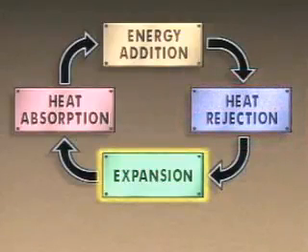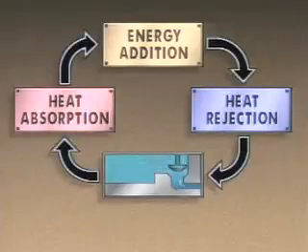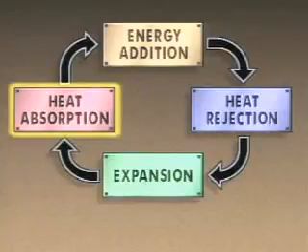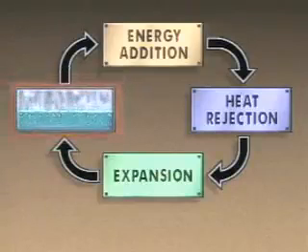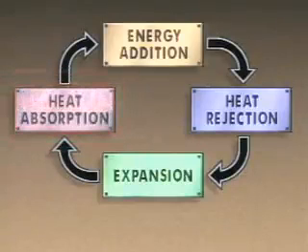In the expansion step, the liquid refrigerant is allowed to expand rapidly. This expansion causes the pressure of the liquid to drop. When the liquid's pressure drops, its temperature also drops. After the expansion step, the refrigerant is a low pressure, low temperature liquid. The low pressure, low temperature refrigerant is ready for the heat absorption step. The refrigerant again absorbs heat from the heat source and changes to a vapor, and the refrigeration cycle continues.